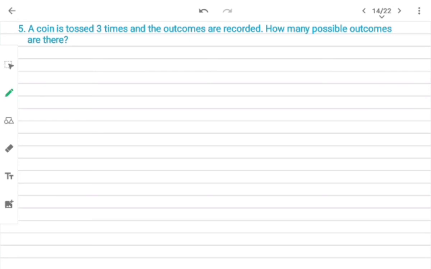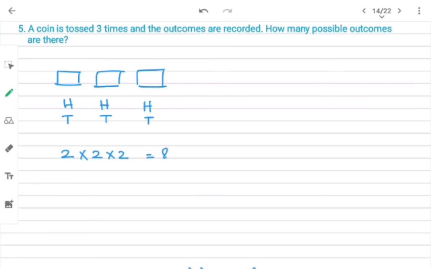And next one is question number 5. A coin is tossed 3 times and the outcomes are recorded. How many possible outcomes are there? A coin is tossed how many times? 3 times. So this is the first time, and this box is used to denote the second time, and this box is used to denote the third time. In the first time I have an option of head or tail, and here also I am having head, tail, and here also head, tail. Therefore 2 into 2 into 2, that is 8 ways.